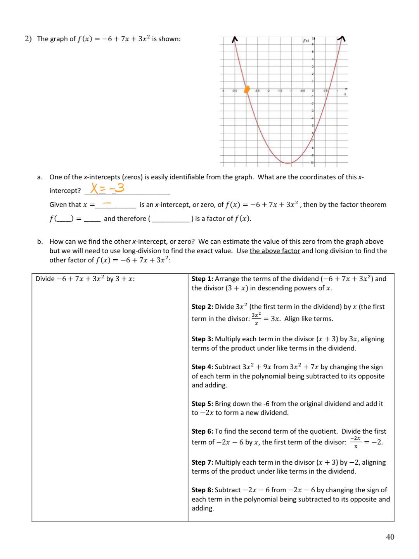So given that x equals -3 is an x-intercept, or a 0, of f of x equals -6 plus 7x plus 3x squared, then by the factor theorem, f of -3 equals 0, and therefore x plus 3 is a factor. So how do we find the other x-intercept? If we know one 0 or factor, we can try to find the other one by using long division.